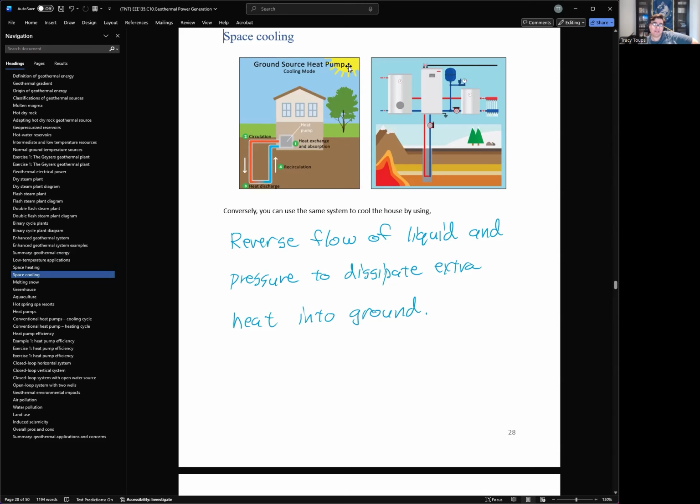Space cooling is basically the same type of ground geothermal heat pump, except things are working in reverse. You can reverse the flow of liquid and pressure to dissipate extra heat into the ground. So remember, in the summer, you might have 100 degrees Fahrenheit air temperature, but in the ground, it'll be more like 50 or 60 degrees Fahrenheit. So you could take the heat from your house, maybe it's like 80 degrees in your house, you could pump it into the ground and absorb the heat, and you might get like 65 degree Fahrenheit water coming back, and you could slowly try to control the heat in your house.